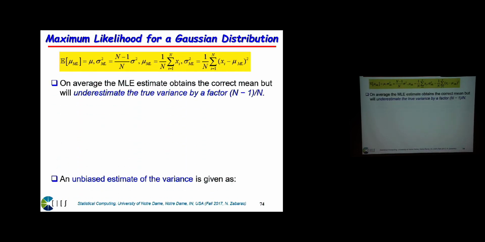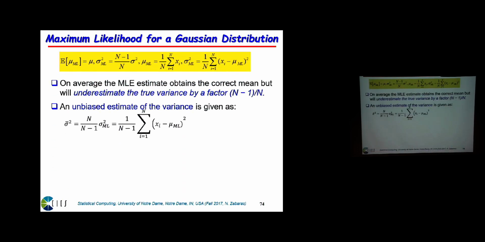All right. Can you correct the variance and get an estimate that is unbiased? Well, it's very simple, right? So if instead of using the sample mean for the variance, you use 1 over n minus 1 times the same summation as before, this estimate, of course, is unbiased.